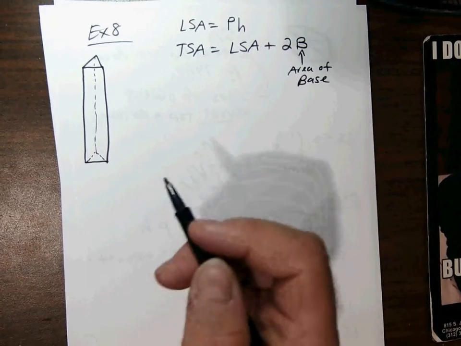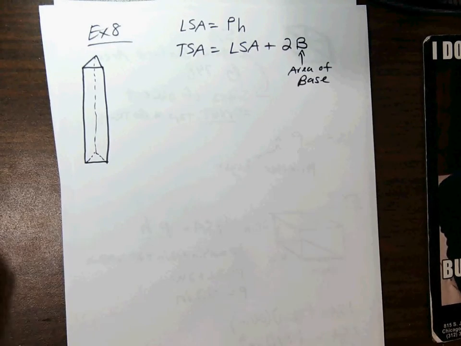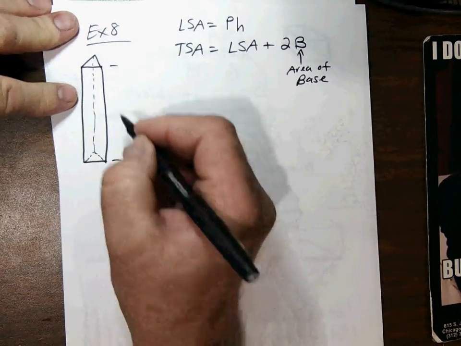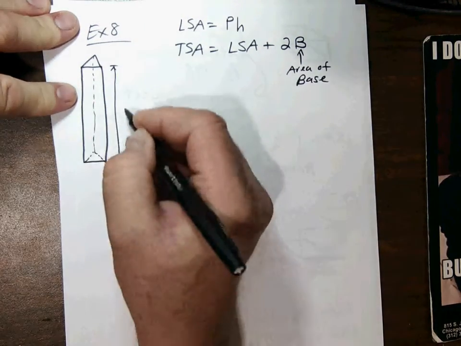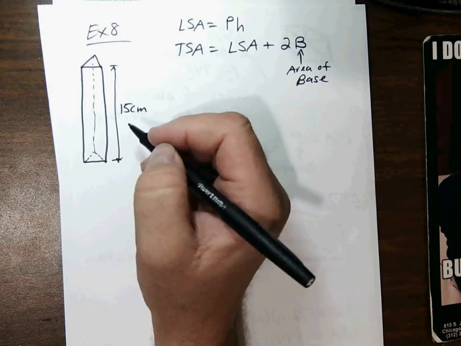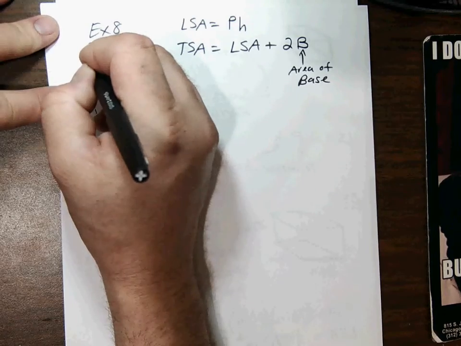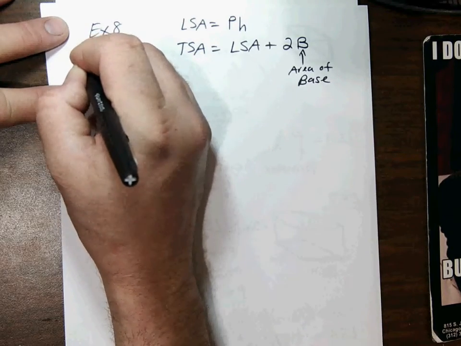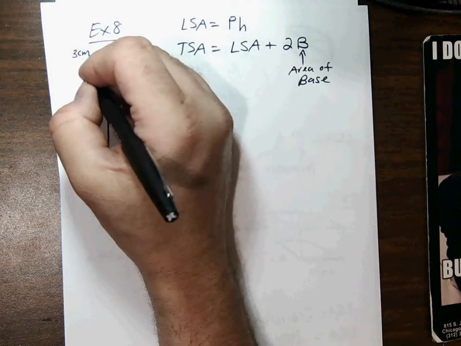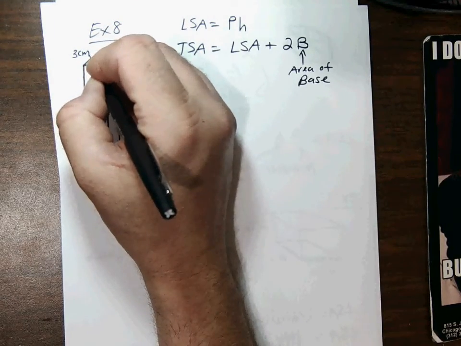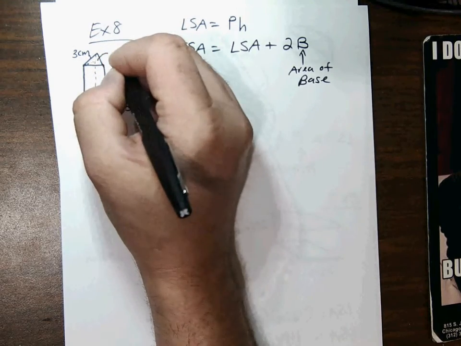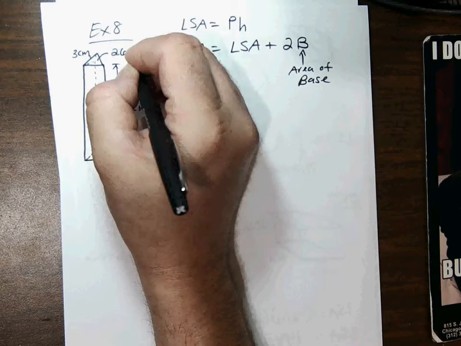Alright, let's do it. So how do we do this? I got to give you some dimensions. That would help, right? I know my prism is 15 centimeters tall. And I know that each of these little sides of the triangle, I'm just going to label the one here. They're all the same. 3 centimeters each, all 3 of those sides. And then I'm also given my height of the triangle, which is the perpendicular distance from the base up to the peak. And that's 2.6 centimeters.